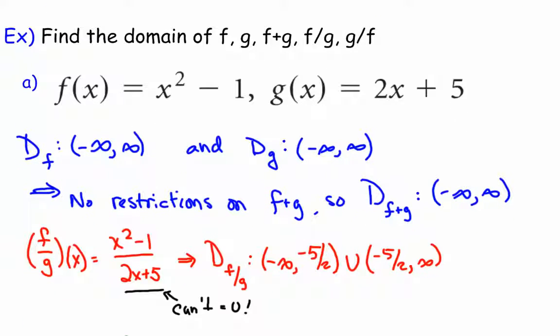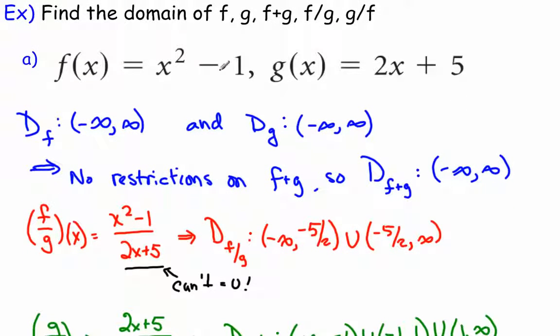We have two very straightforward functions, x squared minus 1 for f and 2x plus 5 for g. Well, if I'm just looking here, there's no fractions to worry about, there's no square roots to worry about, so the domain of both f and g is negative infinity to infinity. That means when I do f plus g or f minus g, I'm just adding and subtracting, my domain would still be negative infinity to infinity.